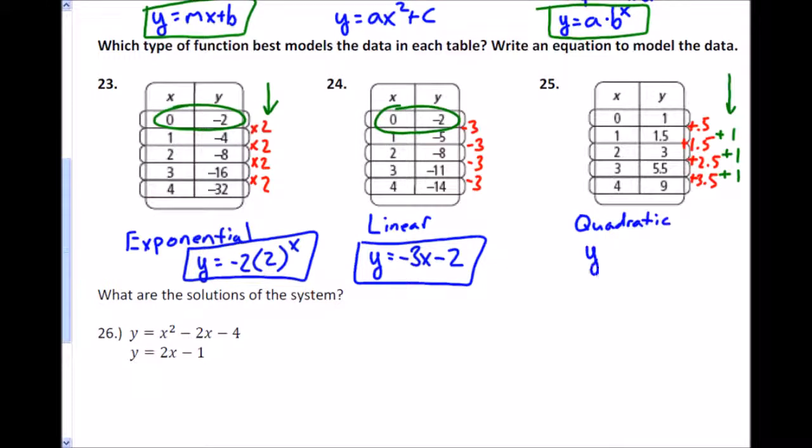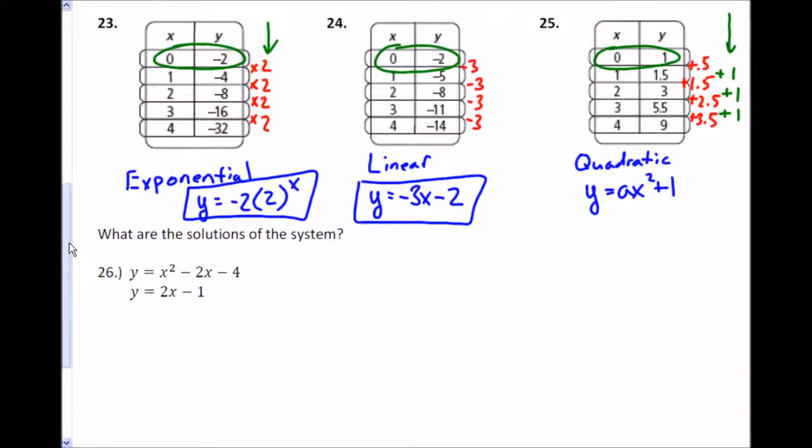which means I'm going to be of the form y equals ax squared plus c, and c is the y-intercept, which is right here. It's the 1. I'll plug that in a while. And now to find my a value, which is what I need for the equation, I just need to plug in an x and a y value, and I'm going to choose (2, 3). So I'm going to plug the 3 in for y. I'm going to plug the 2 in for x. And I'm just going to solve for a.